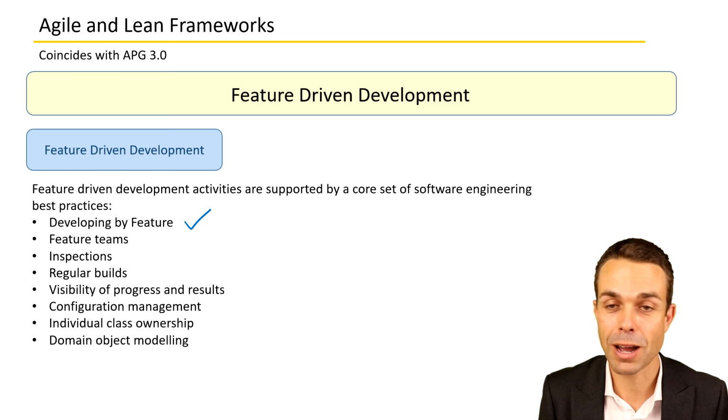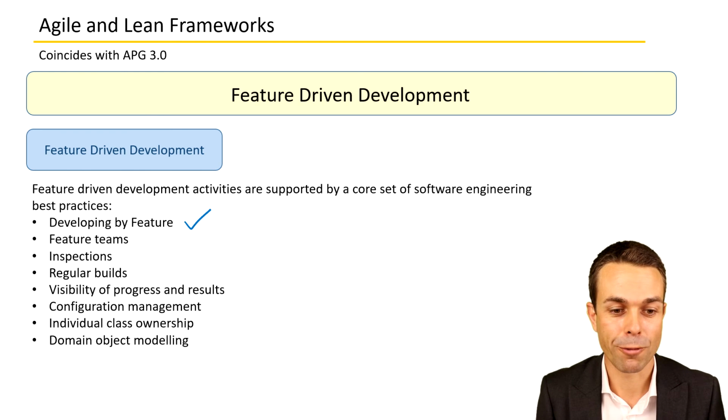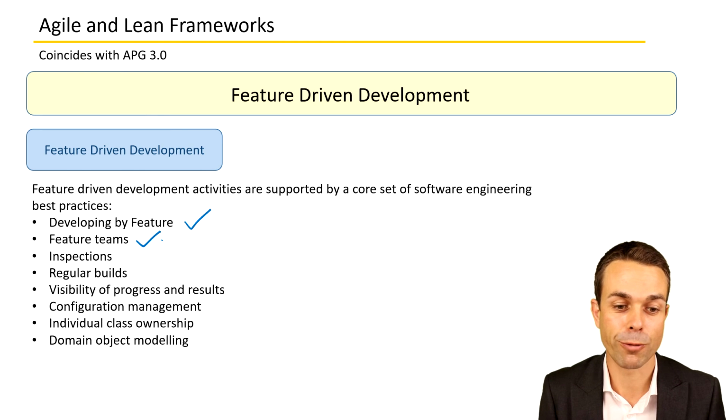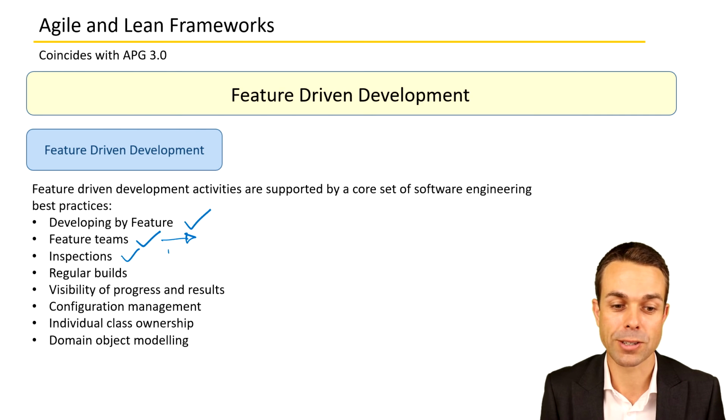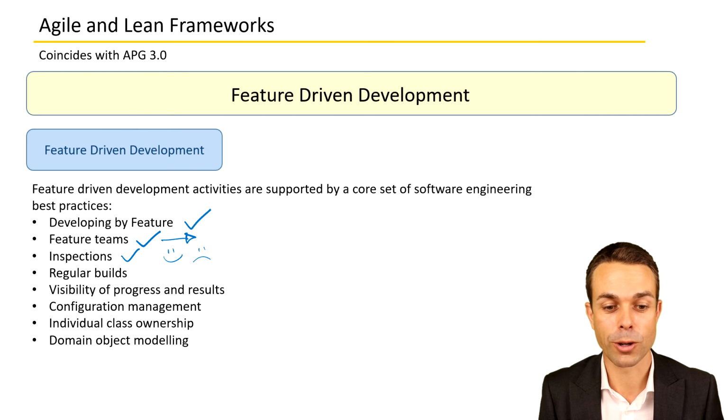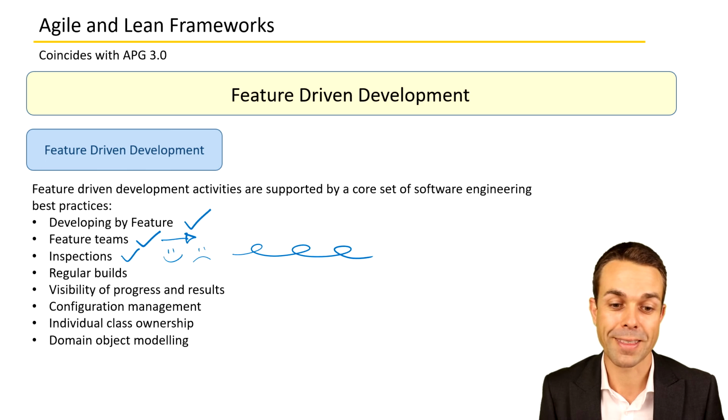We're developing by feature, as we saw. We're using feature teams, so a team will focus on a specific feature. We're showing inspections, so we're showing that to the customer. Are we on the right track? Are we not on the right track? And we're usually doing that at the end of our iterations of 2 to 4 weeks.